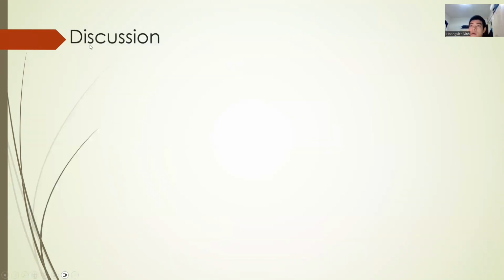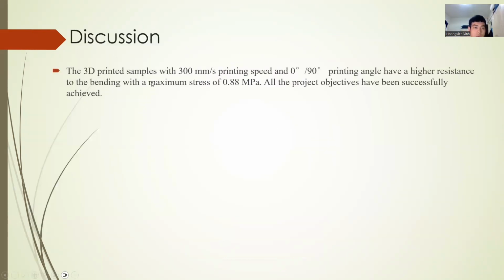And the next slide is about discussion. The 3D printed sample with 300 millimeter per second printing speed and 0/90 degree printing angle has a higher resistance to bending, with a maximum stress of 0.88 megapascal. All the project objectives have been successfully achieved.